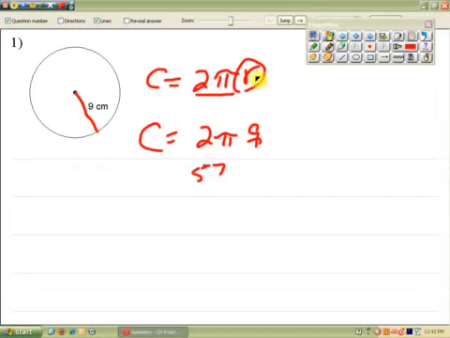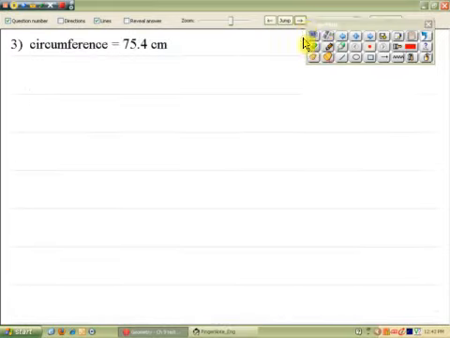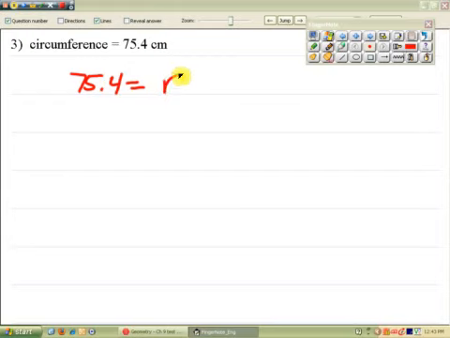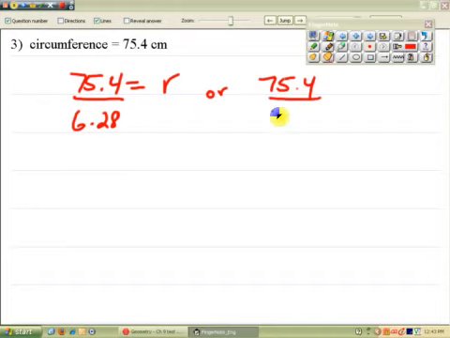Number 2 is done the same way. Let's move on to number 3. In number 3, I have provided the circumference to you. So what you need to do is divide this number by 6.28, or the number divided by 2 times pi. If you use the 2 pi, remember you must use parentheses in order to get the correct answer. And that answer, R, should be 12.